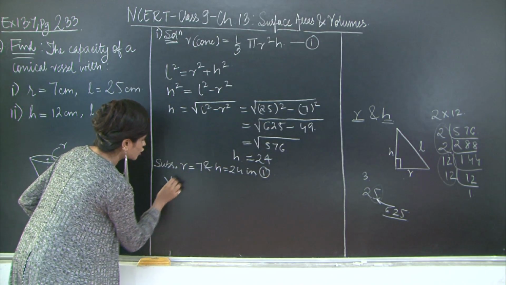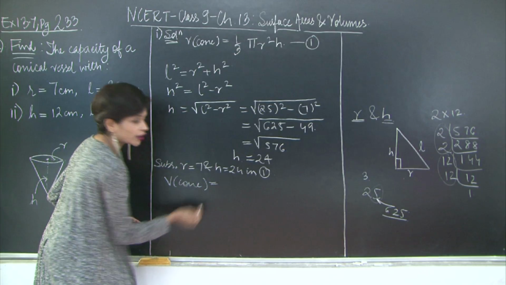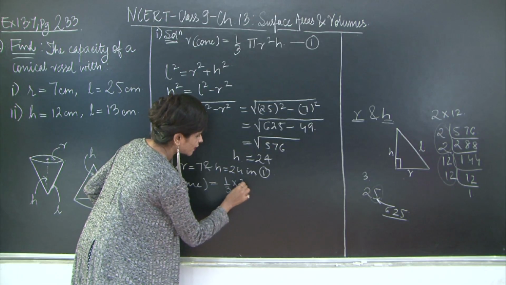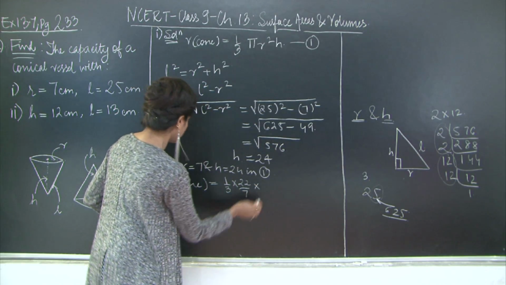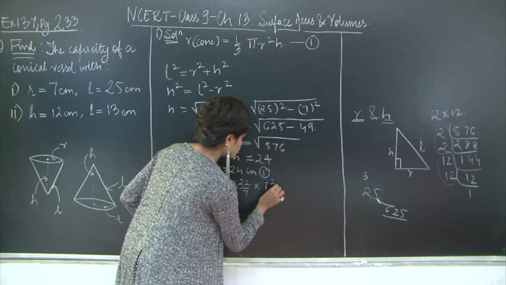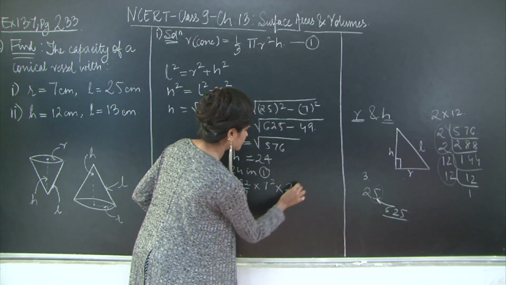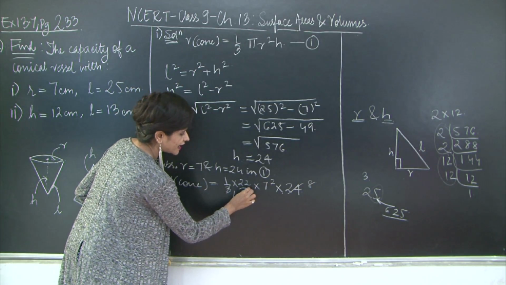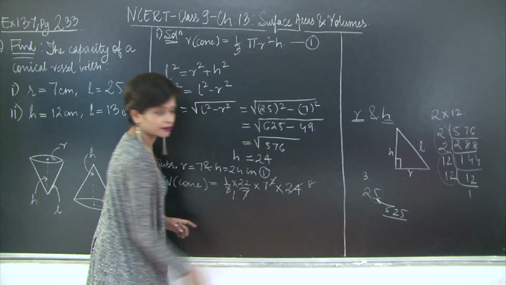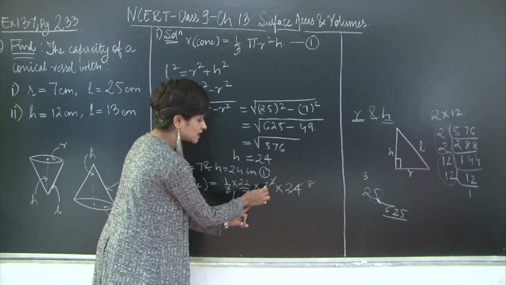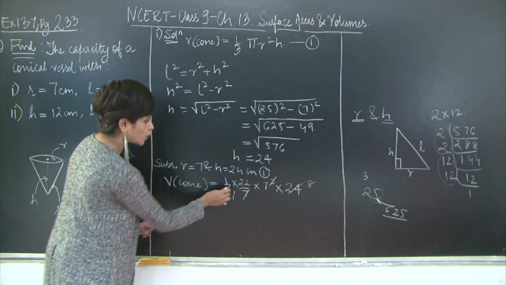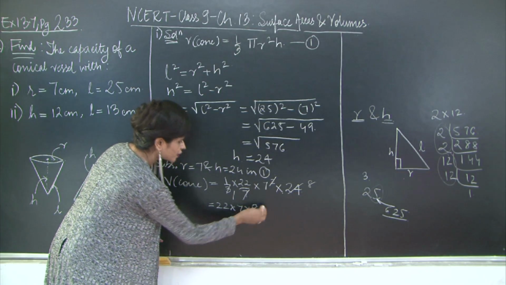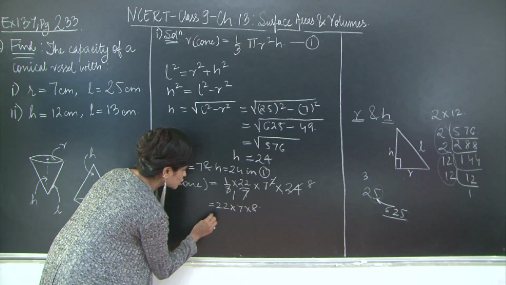What do we get? Volume of cone, which is nothing but the capacity of the conical vessel, is 1/3 pi. So pi is going to be 22/7. R square will be 7 square into H, which is 24. Now 3 1s are 3, 3 8s are 24. Similarly, I'll cancel out 1 seven and strike off this one, because 7 square is nothing but 7 into 7. This means that I am taking out 1 seven from this. So what am I left with finally? 22 into 7 into 8. So 7 8s are 56, 22 into 56.